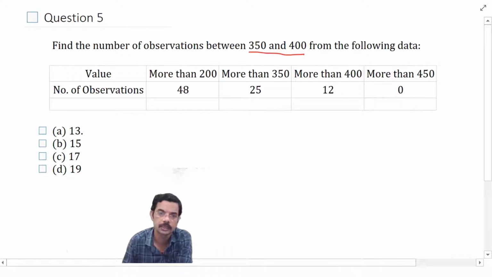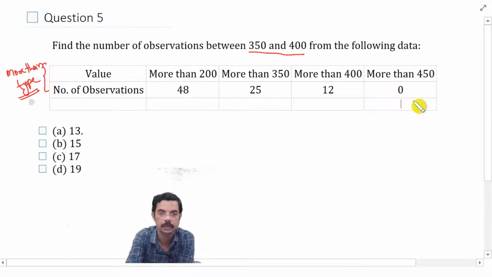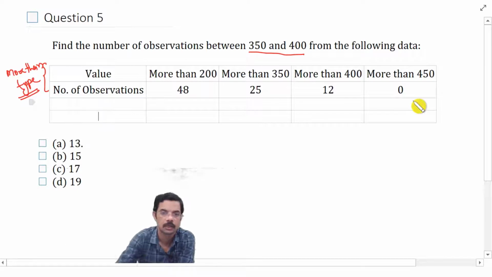Okay, so first thing is what we have with us. The value is given in the more than type cumulative frequency form. It is a more than type frequency distribution, so we need to convert this to a normal frequency distribution. How can we do that? Let us prepare a table like this. When we observe, more than 200 means we can prepare the class intervals.